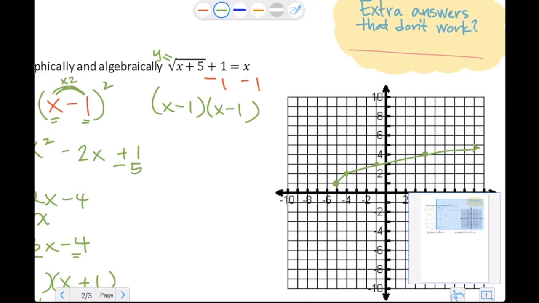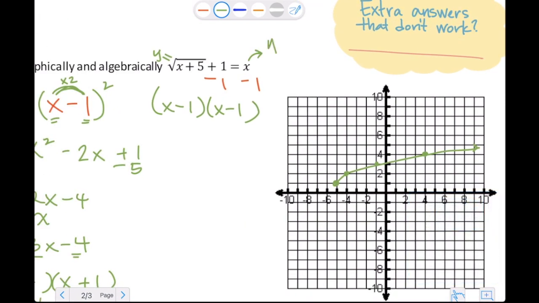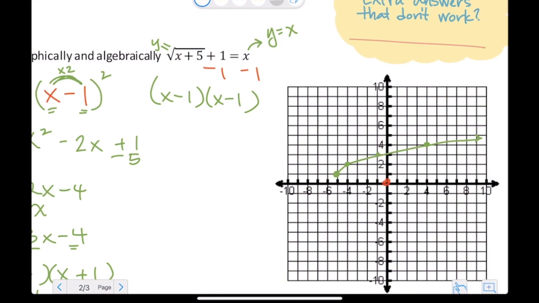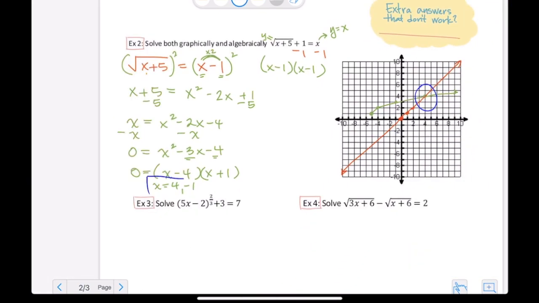And then if I set this side equal to y, I'll have y is equal to x. Remember, that's the linear parent function. So it passes through the origin and it has a slope of 1. If I continue that, I want you to notice this has only one intersection point. But look down here, we got 2 different answers.